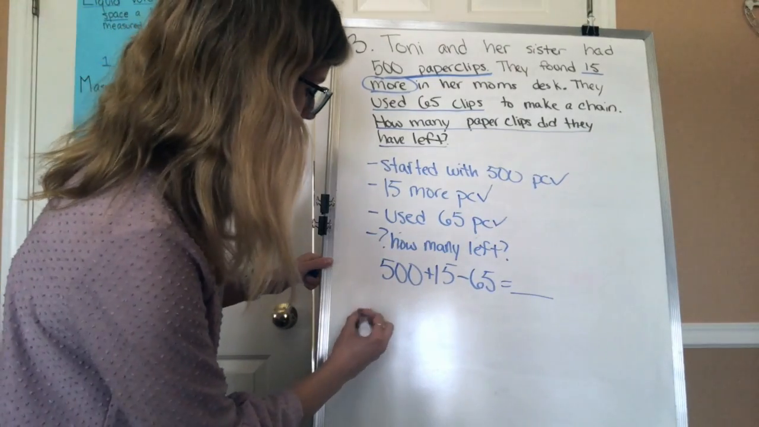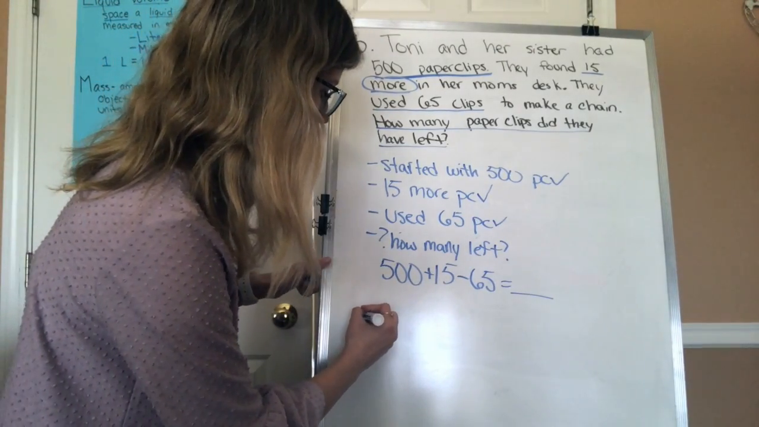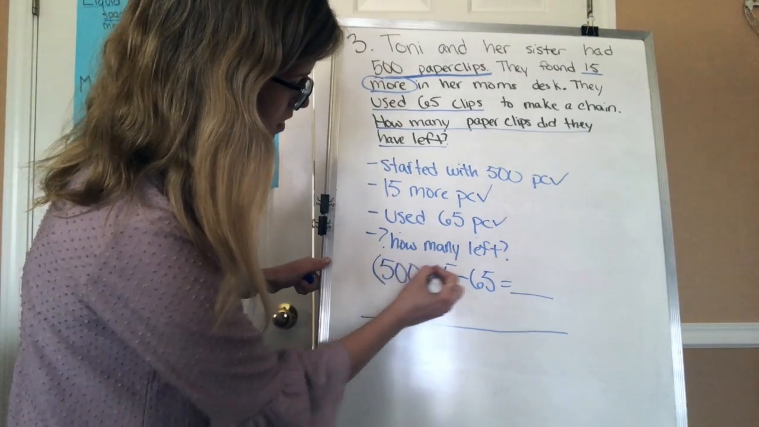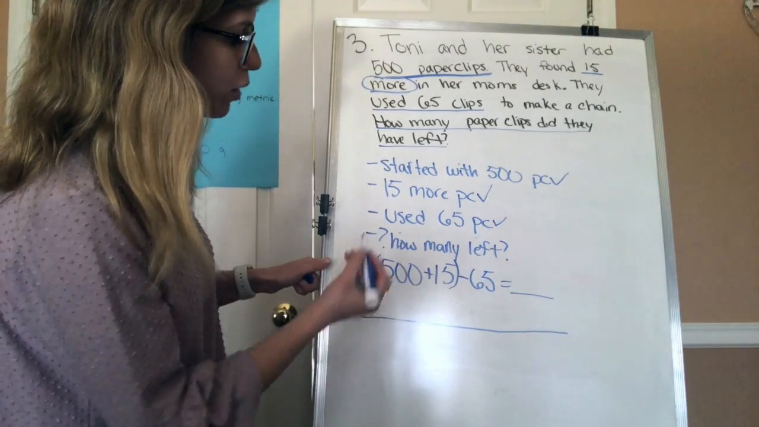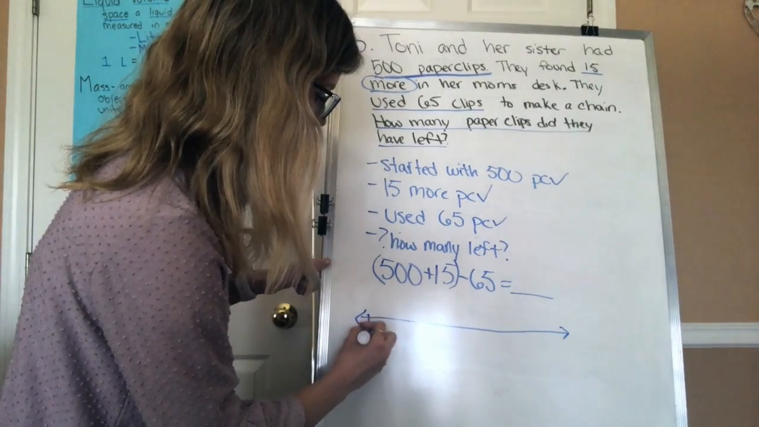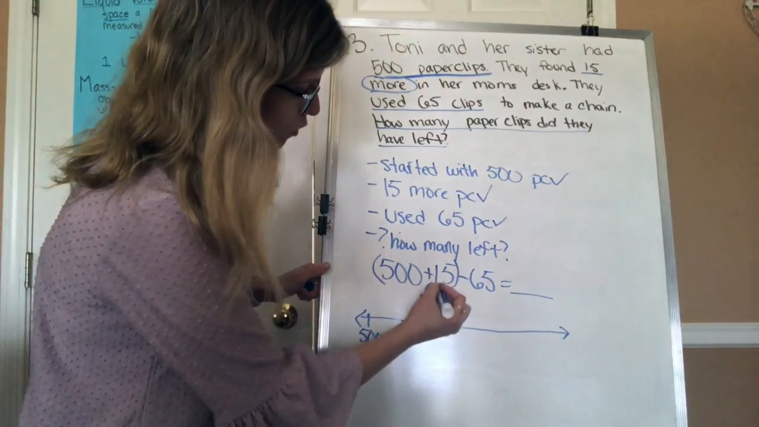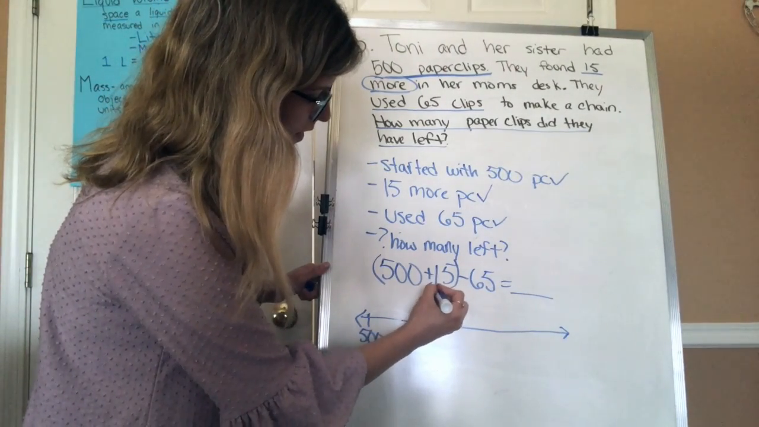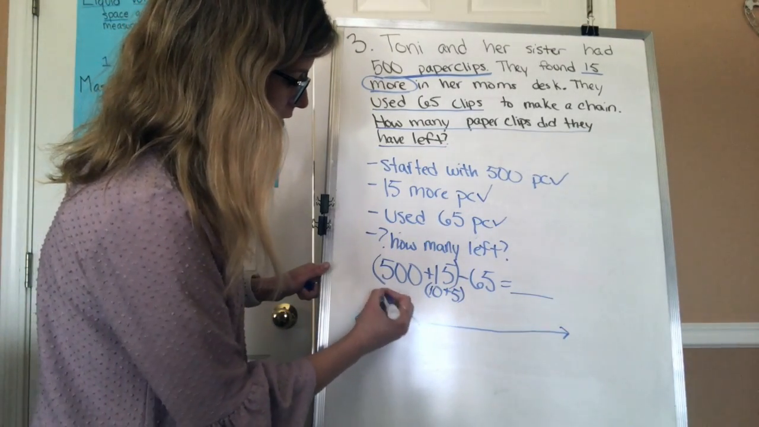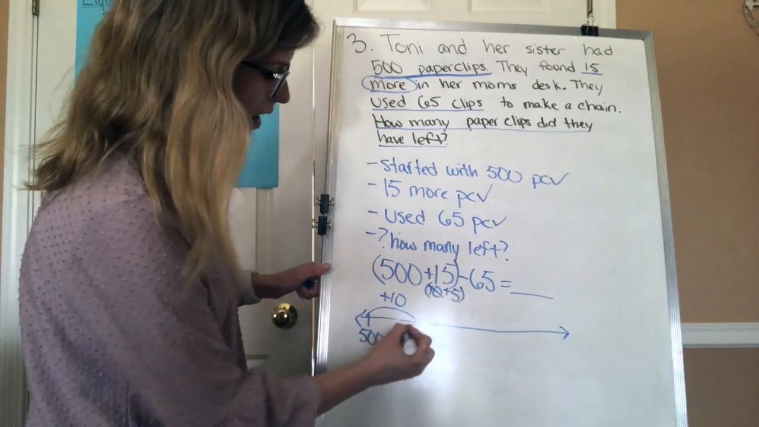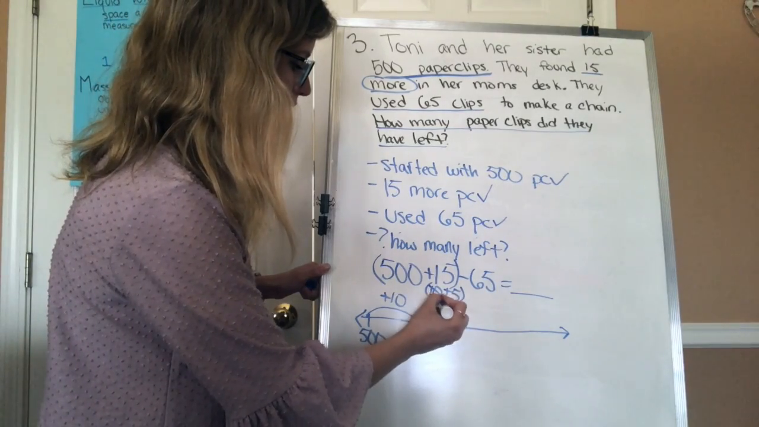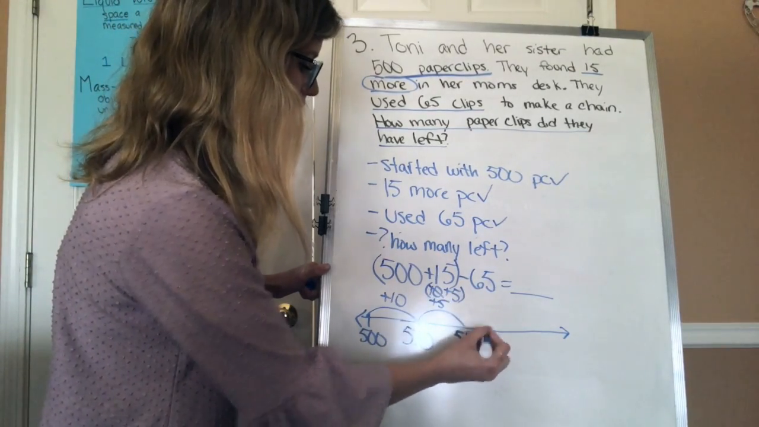So I'm going to use a number line for my first problem. Since I see that right here it's 500 plus 15, I know that I'm going to start on my number line on the left side at 500. I'm going to break apart this number into my 10s and my 1s, so 10 plus 5, and then I'm going to add 10 more to get 510, and then I'm going to add 5 more to get 515.